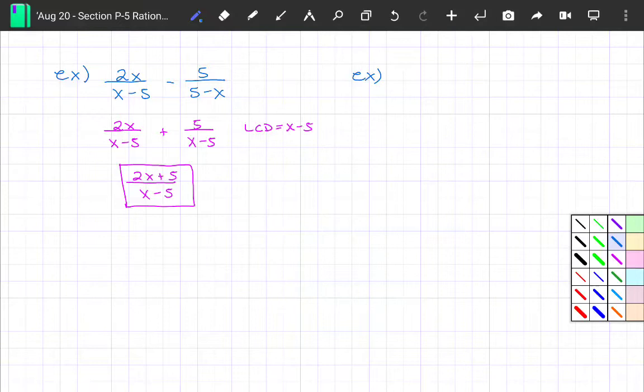All right, let's try another one. You guys try this one on your own. What was my next one? Try 2 over x plus 1 plus 2 over x minus 1 minus 1 over x squared minus 1. So give that one a go and see how you do.